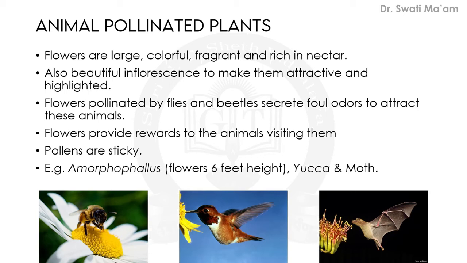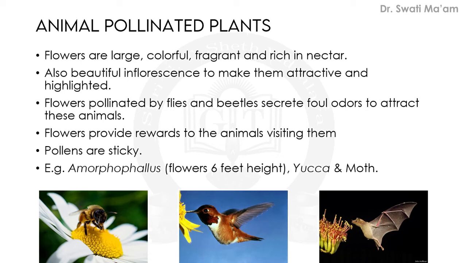So honeybees are the best example. They make honey by visiting different flowers, and that is why they take the nectar. The first diagram shown here, the first picture, is very clear, showing a honeybee. Even some plants have beautiful inflorescence to make the insects or other animals attracted and highlighted. Flowers pollinated by flies and beetles secrete a foul odor to attract these animals. So these are some important specific characteristic features.